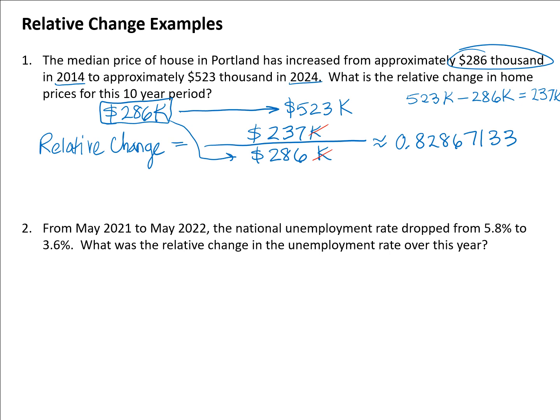Remember, to make this into a percent, I'm going to take where the decimal is and I'm going to move it 2 places, because right now it's a decimal. So when I move it 2 places, I'm going to have 82.8, and then it depends on where I round.